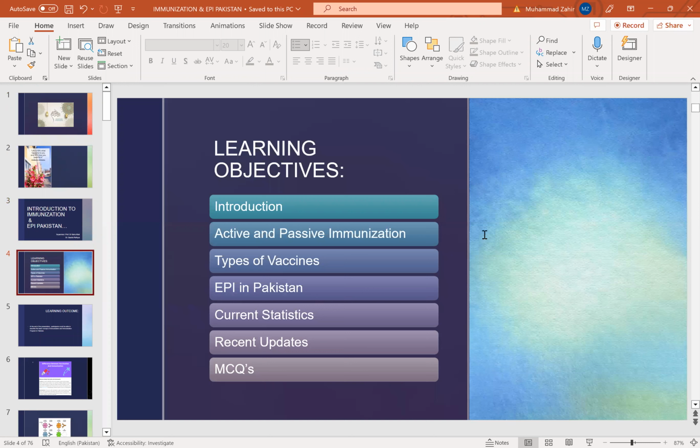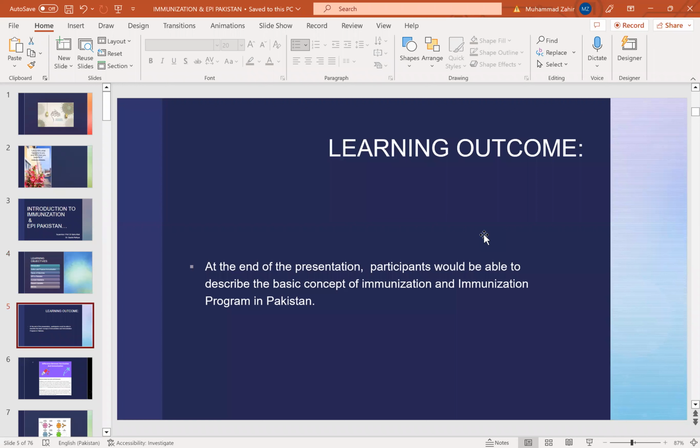Learning objectives include introduction, active and passive immunization, types of vaccines, EPI in Pakistan, current statistics, recent updates, and multiple choice questions at the end. Learning outcome: at the end of this presentation, participants will be able to describe the basic concepts of immunization and the immunization program in Pakistan.